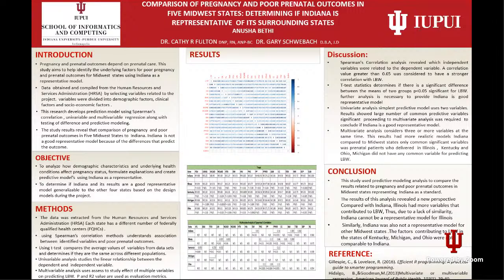So Anusha, this is Gary. If you were going to extend this study, where exactly would you look? What sorts of things would you look at as other dependent variables that you could collect?